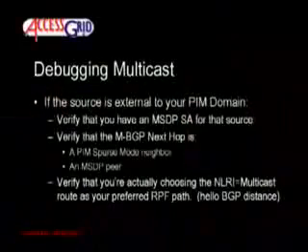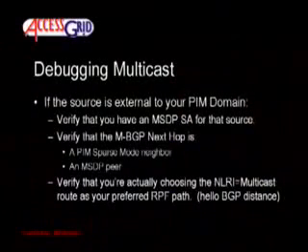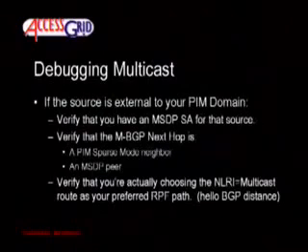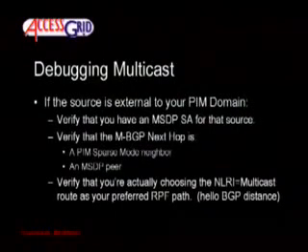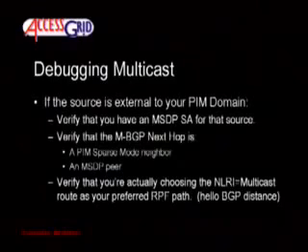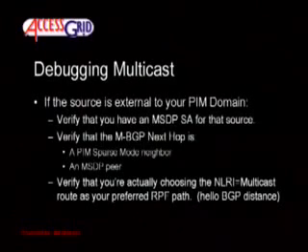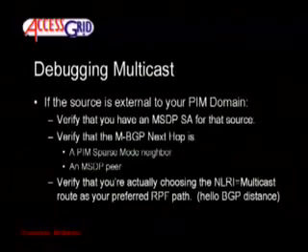Going into the larger case, if the source is external to your PIM domain, that is, a PIM domain is a set of routers that share a rendezvous point, meaning that the rendezvous points have to talk to each other with MSDP. If the source is external to your PIM domain, the first thing you do is go to your rendezvous point and verify that you have an MSDP source active for that source. If you don't, that's your problem. You've got to get one.